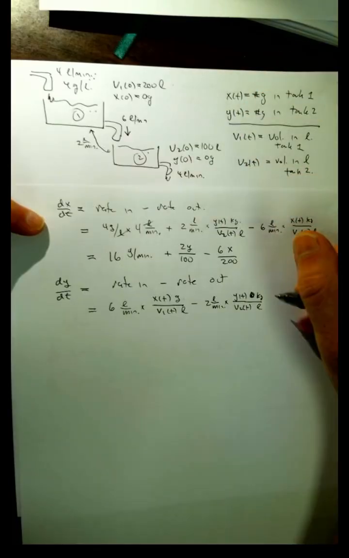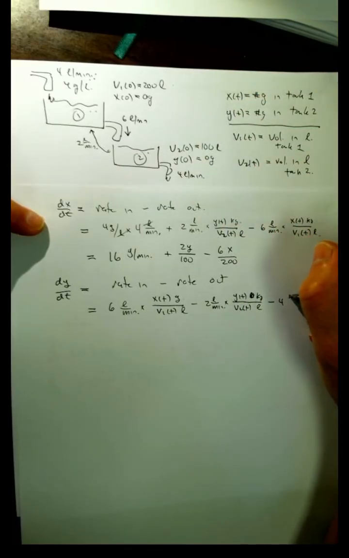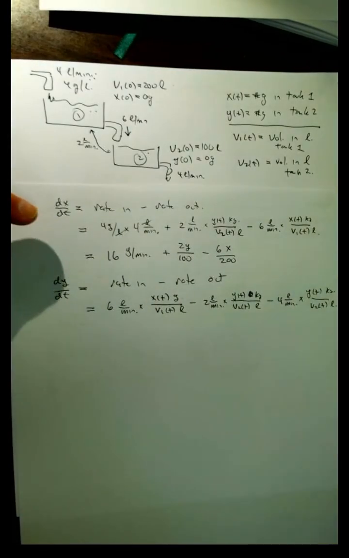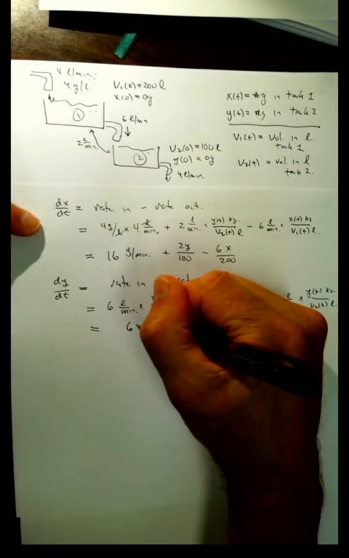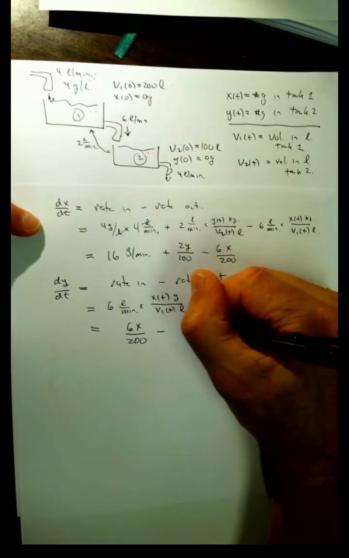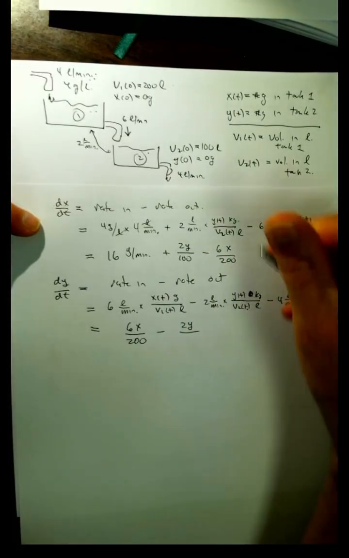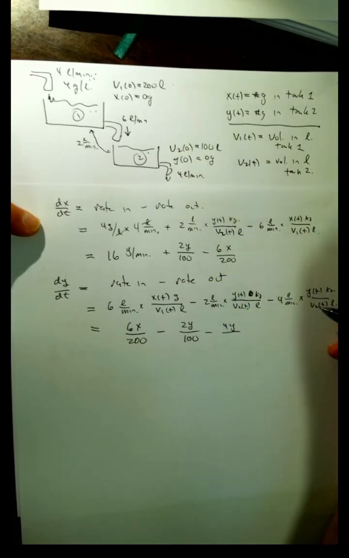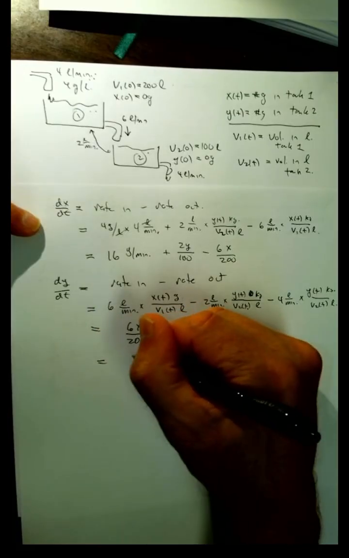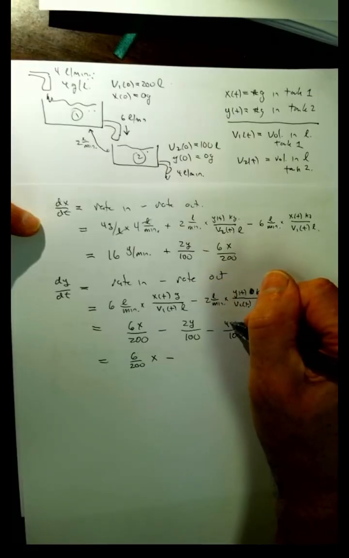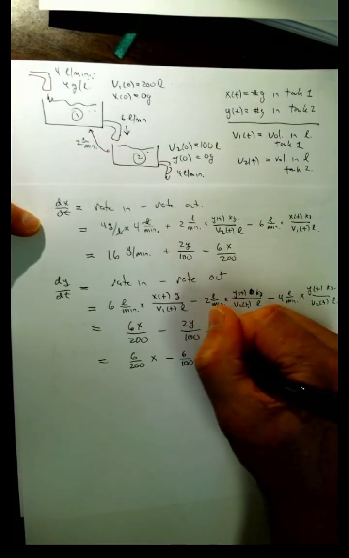So this is liters, y of t kilograms per liter. And then I've got this leaving here, minus, so that's leaving at a rate of 4 liters per minute. And the concentration again is y of t kilograms per V2 liters. So let's clean that up. That's going to be 6x over V1, which is a constant 200. This is going to be 2y over V2, a constant 100. And then this is going to be minus 4y over V2, which is 100. So I can clean this up further. That's 6 over 200 x, and minus 2 minus 4 is going to be minus 6 over 100 y.